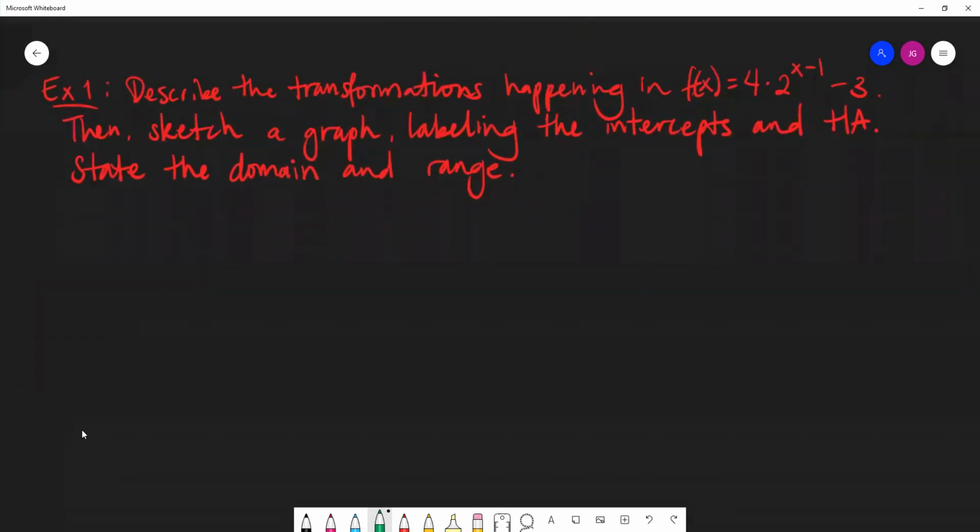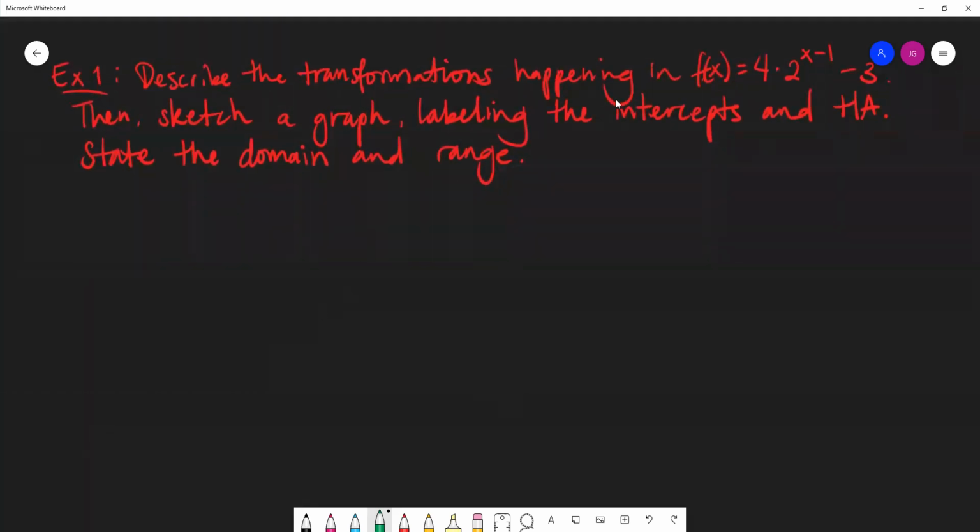All right, first example: describe the transformations happening in f of x is equal to 4 times 2 to the power of x minus 1, minus 3. Then sketch a graph, labeling the intercepts and horizontal asymptote, and then state the domain and range. A few things we have to do here. Let's start with describing the transformations. Let's write the function down here.